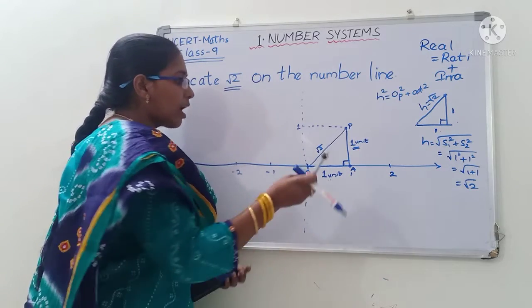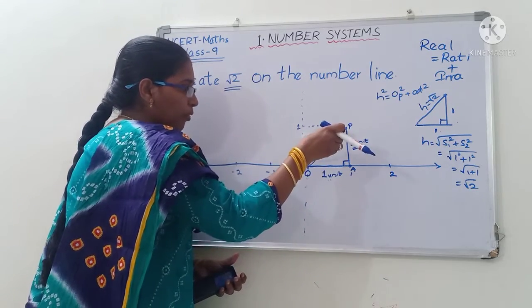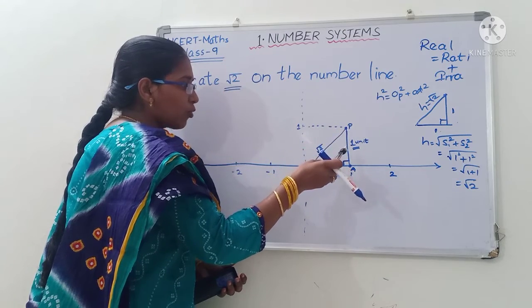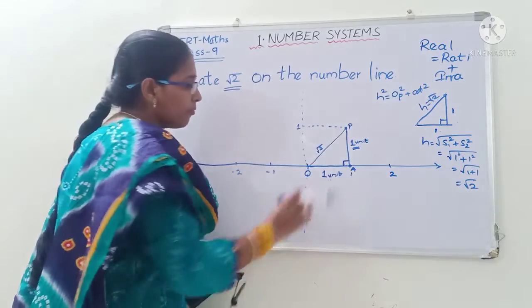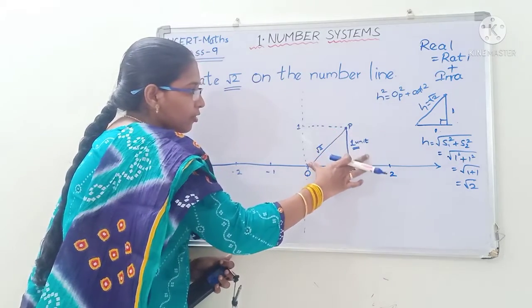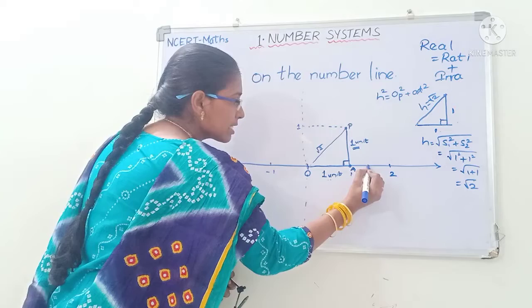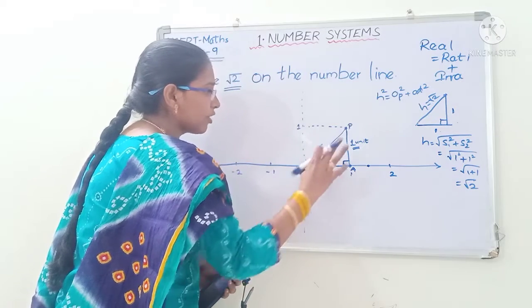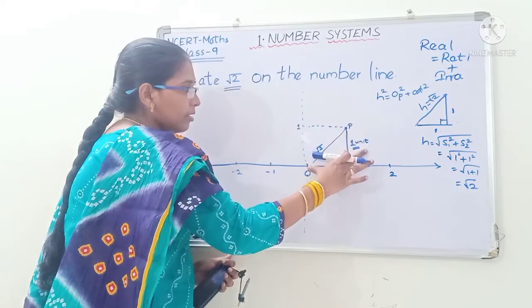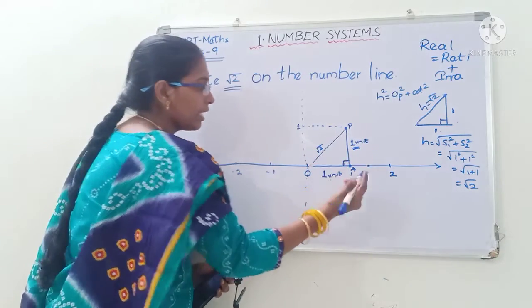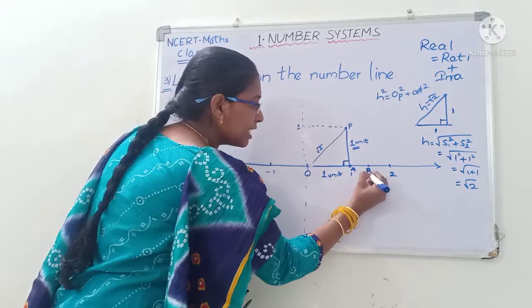Now take a compass and measure OP. Keep one point at O and keep another point at P. Now draw with this length a point on the x-axis, on the number line. Where do you get, children? With this, take the length of OP and mark it on the number line. You get this point B.